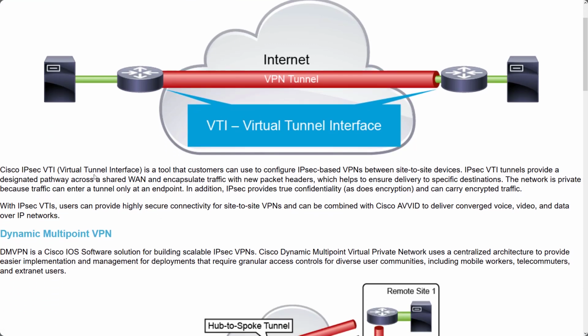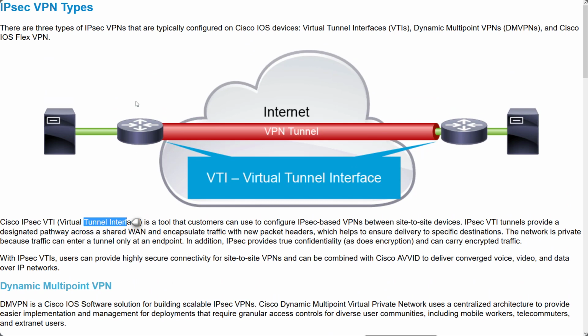Virtual Tunnel Interface allows us to configure our IPsec VPN, pretty much a site-to-site VPN, but it gives us a way to designate a path across the shared WAN, which pretty much every other VPN does with different packet headers, right? Meaning that we're kind of creating this tunnel mode transport, if you will. All right. We're going to see the details of IPsec VTIs coming up.